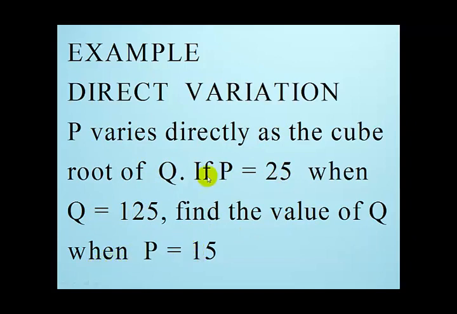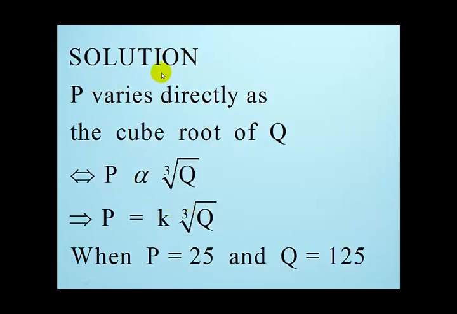Now the first condition given is that P is equal to 25 when Q equals 125, and this is the condition we are going to use to find our constant of proportionality. Now let's look at how to solve this problem. Solution. From the question, P varies directly as the cube root of Y. So we have our P varying as the cube root of Y, and this is how we write the cube root of Y. So P varies directly as the cube root of Y.